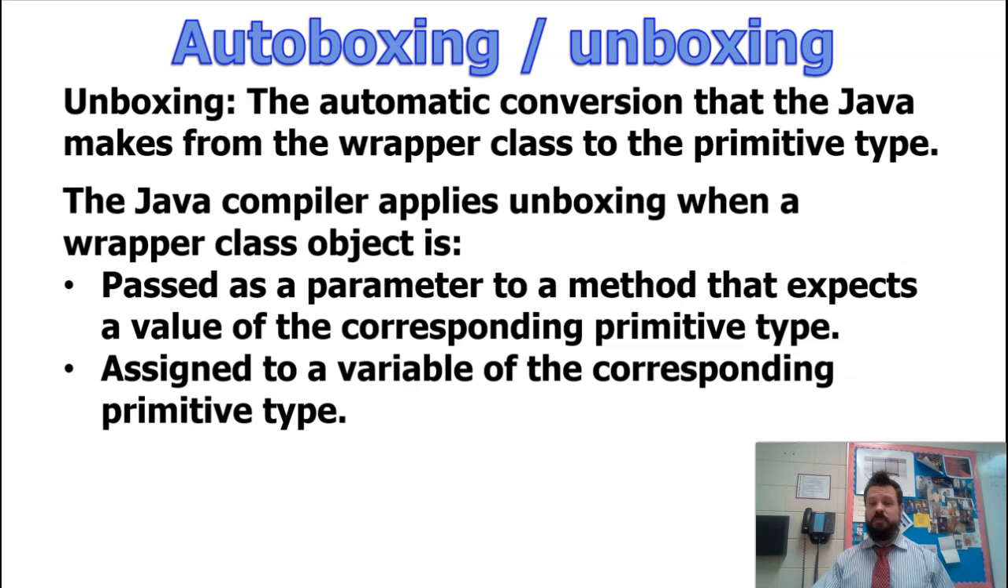So if we have a method that expects a primitive, let's say int, but we pass in an Integer, Java is going to unbox that value for us. Also when it's assigned to a variable of the corresponding primitive type, same idea. If I go to assign an Integer object to an int, it's automatically going to unbox it for us.